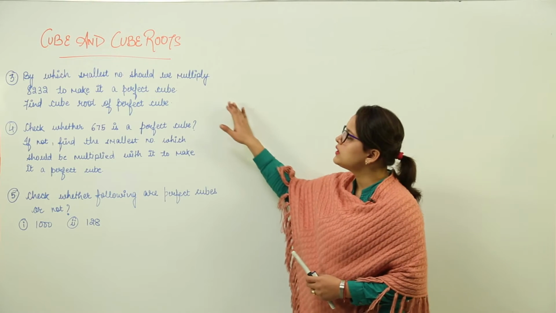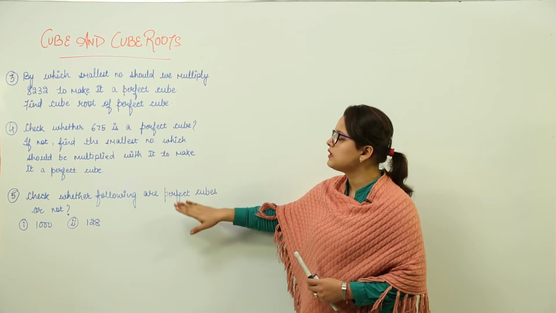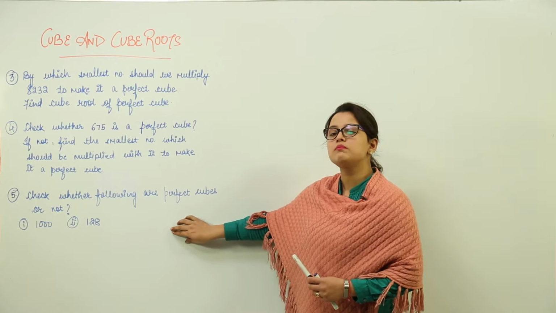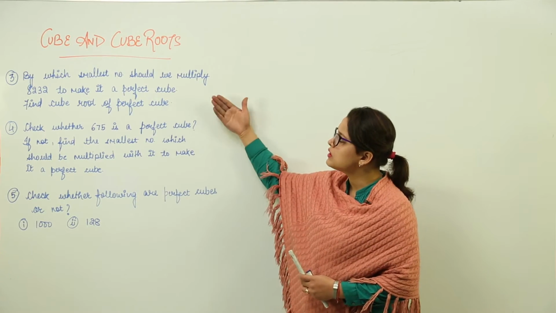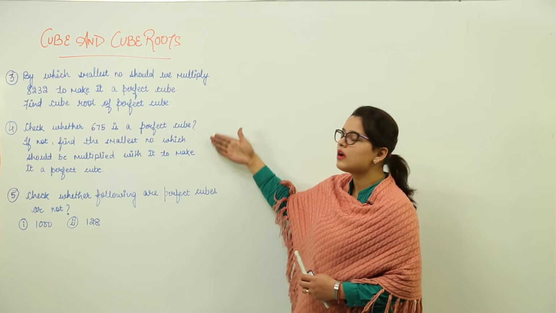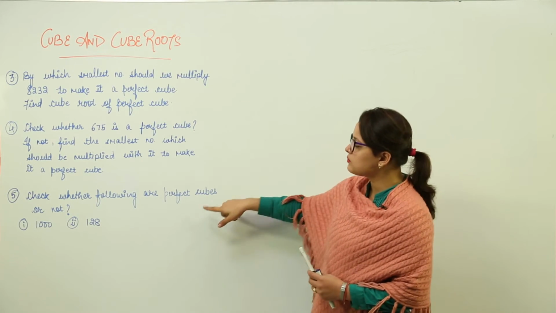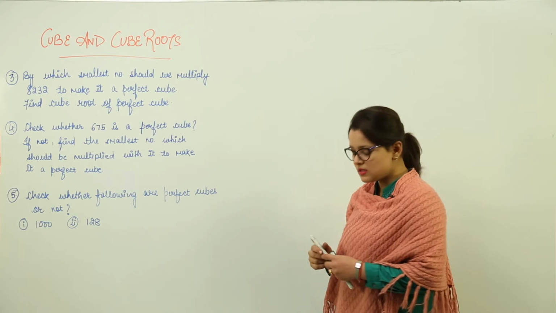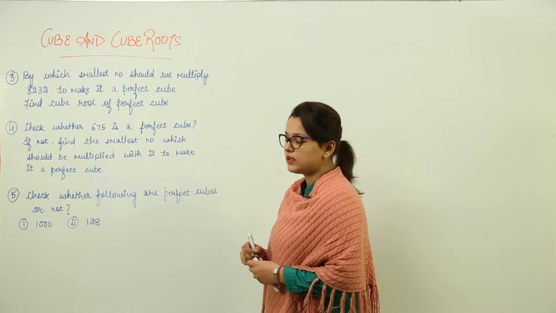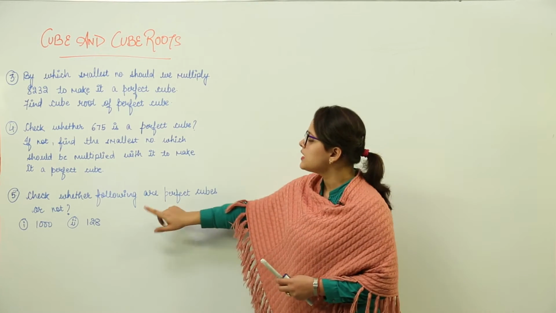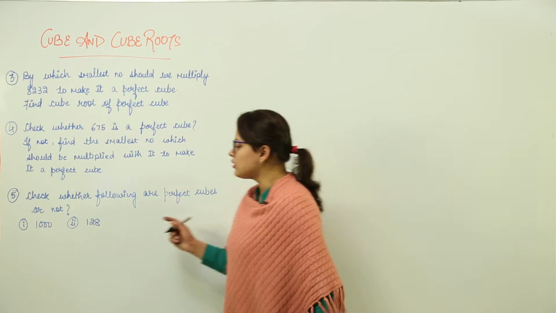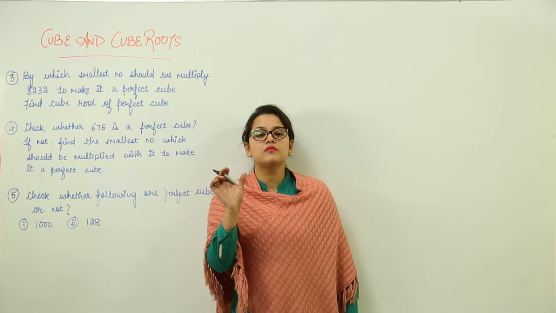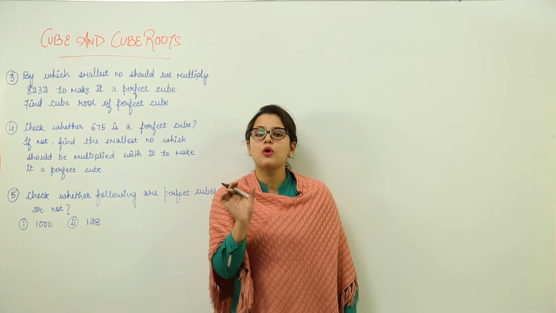So before doing the third and fourth question, I am starting with the last question because this is a more basic question. Once you understand this question, you will be able to apply it and solve the other questions also. So I am starting from the last question, the reason being it is the most basic one. The basic question says, check whether the following are perfect cubes or not. So first of all, how do you check whether a number is a perfect cube or not?